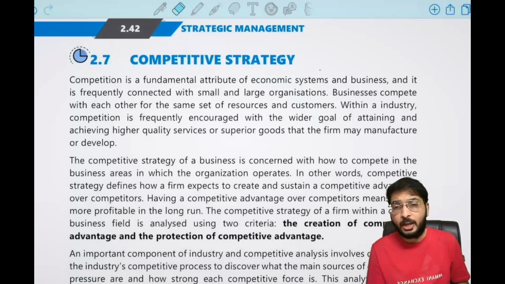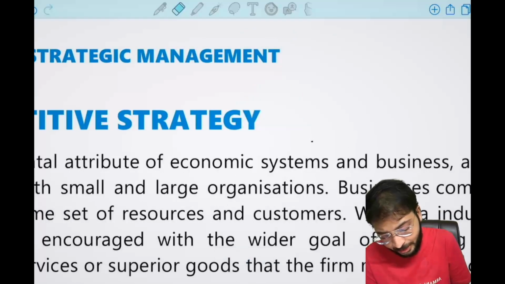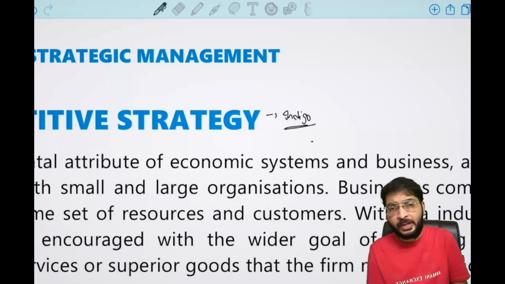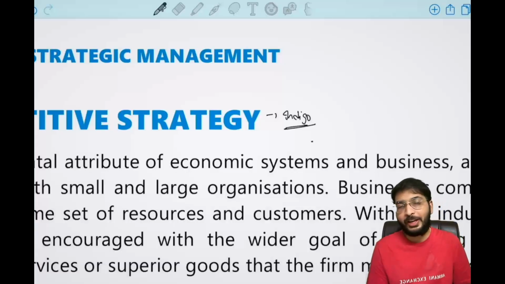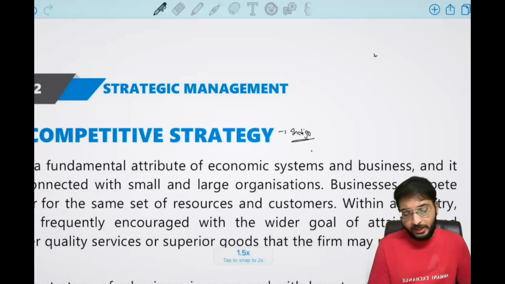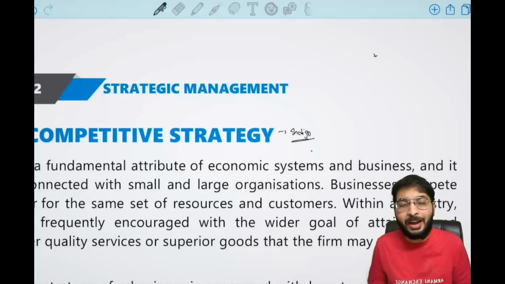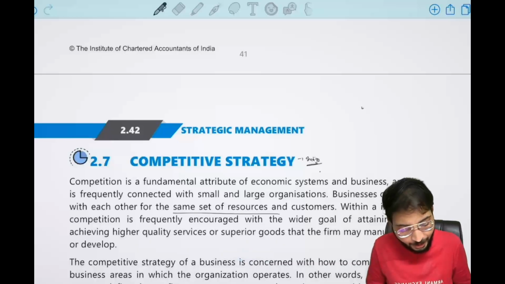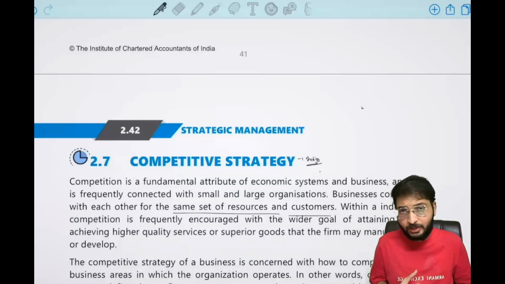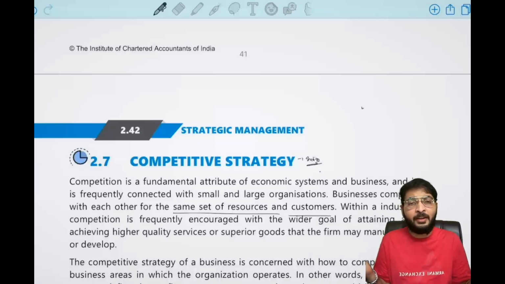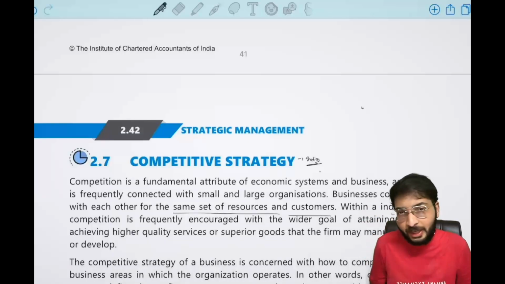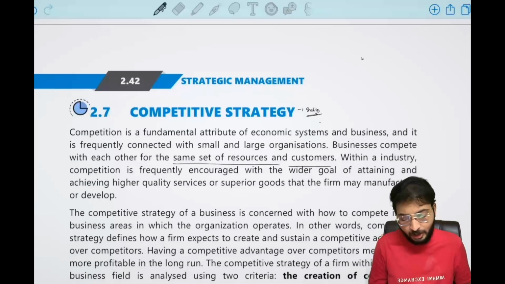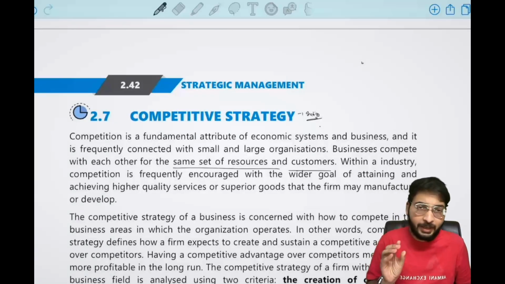Next one is called competitive strategy. See guys, recently, you know what happened with Indigo. There is a pilot shortage, and what happened? The entire airline industry got disrupted. So it is always and always good to have competition. What is competition? The competitors will fight for the same set of resources and customers. So same set of resources, customers, all the competitors will be fighting for that same set of resources and customers. It is always good to have a competitor.